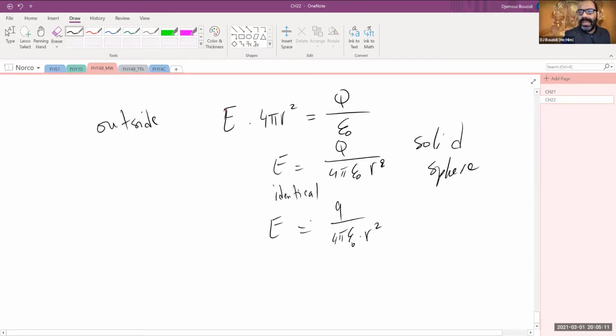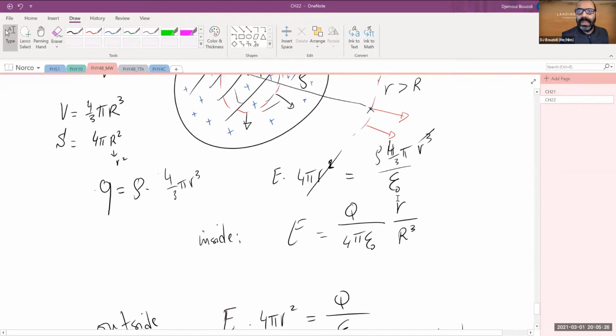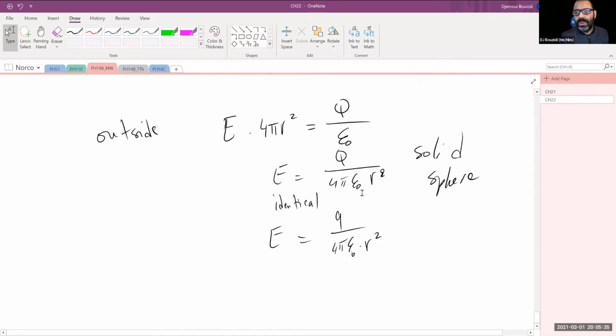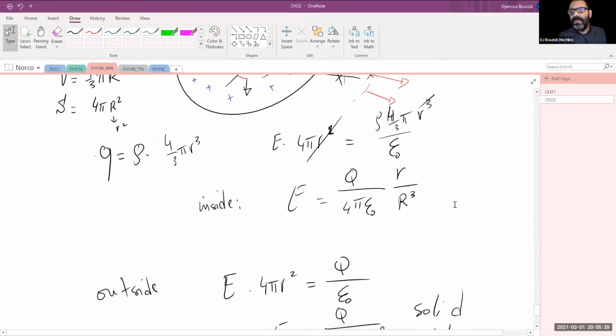So what this says is that for a solid sphere that is an insulator, it looks like a point charge situated in its center, because this distance, as I'm measuring it, is from its center, not from the edge, not from the surface. It's the whole distance from the center to there, and the two expressions look identical if we are outside of the sphere. If we are inside the sphere, though, it's a different behavior.